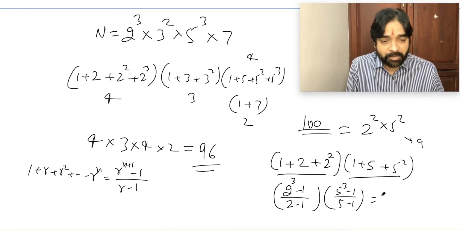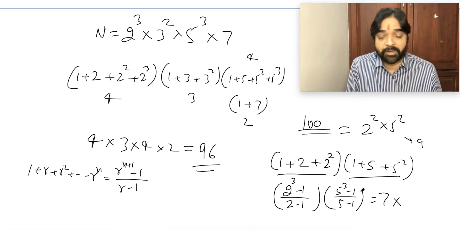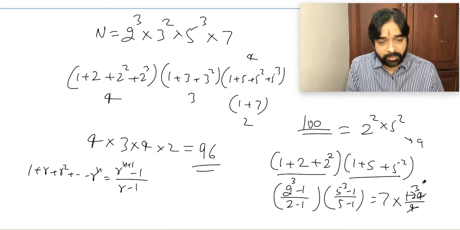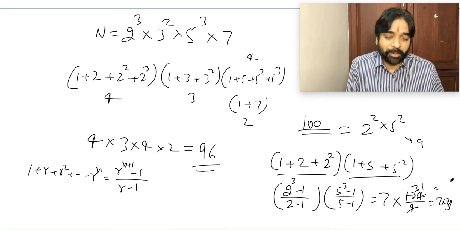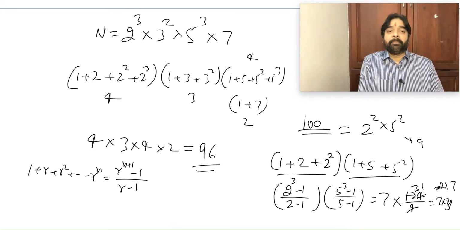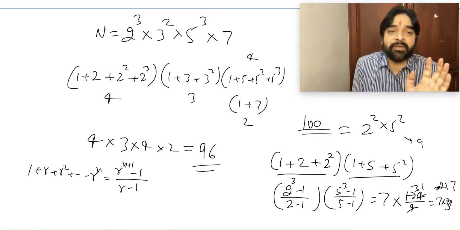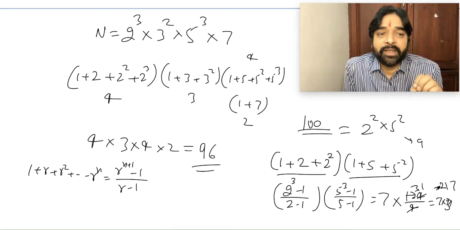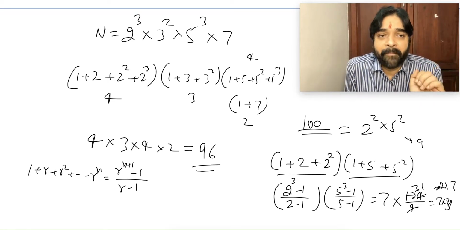This will be 8 minus 1, which means 7, into 125 minus 1, 124, by 4. 124 by 4 is 31. So 7 into 31, which will become 217. The sum of all the factors will be what? 217. Did you understand, everybody?